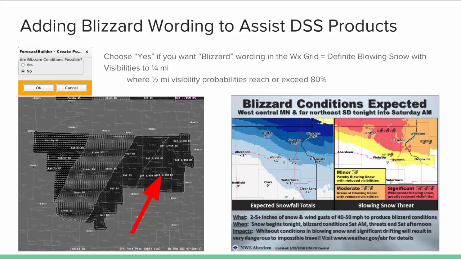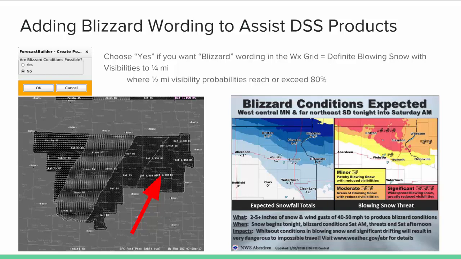The initial GUI with the blowing snow calculation is a quick question on whether you would like to have blizzard wording added to the forecast. It is recommended to only choose yes in the first 48 hours, or as confidence grows in the potential for blizzard conditions. By selecting yes, the weather grids will contain a quarter-mile wording with definite blowing snow for locations that have an 80% or greater probability of visibilities below a half mile.